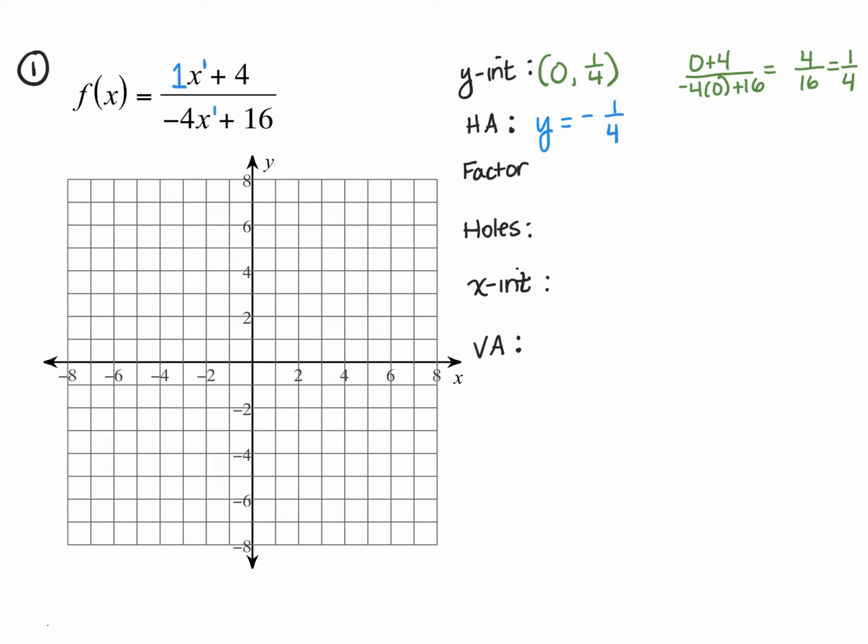Next up, we're going to factor our expression. We can't really do anything to the numerator, so we leave that as x plus 4. But in the denominator, we can factor out a negative 4 to make it x minus 4. Looking for any holes in the function, we try to find common factors. Since there are none, we would say that there are no holes in this function.